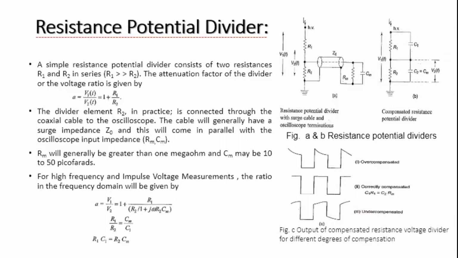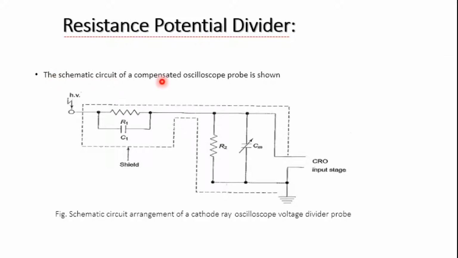The schematic circuit of a compensated divider is shown here with the help of the R1 and C1 values. This is the schematic circuit of a compensated oscilloscope probe. We have to consider the shield, because it is subjected to very high voltages, and the arms should satisfy R1 C1 equal to R2 into Cm. That's why there is a shielding, and this is the high voltage side and this is the low voltage side of the arm.